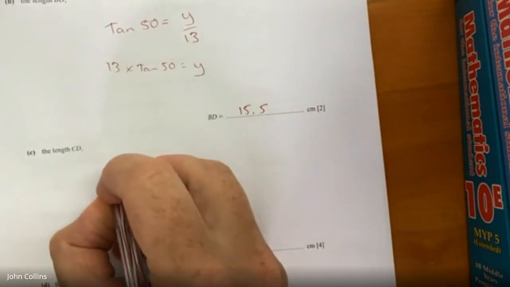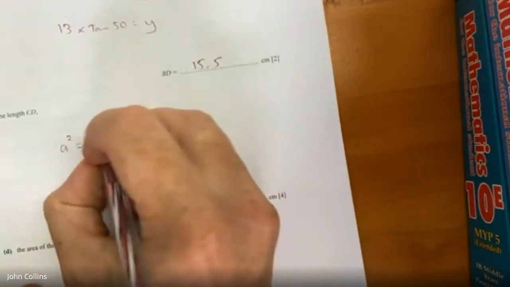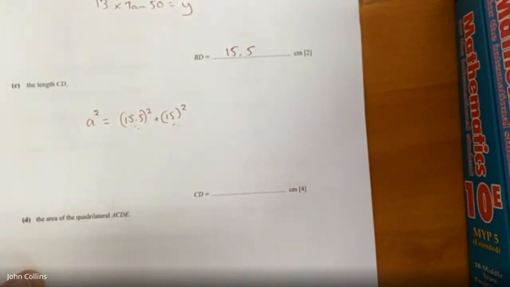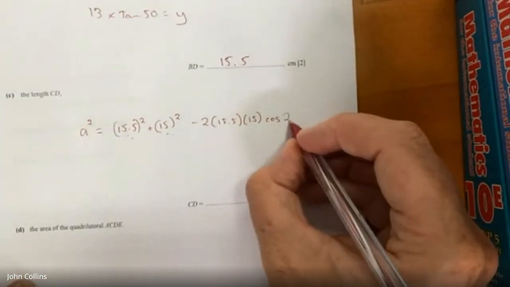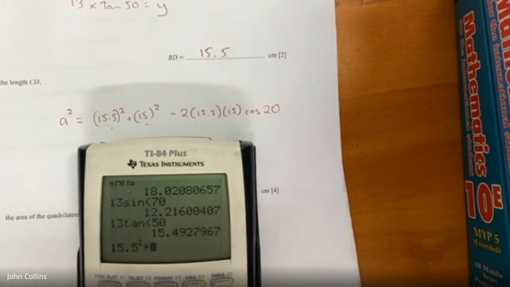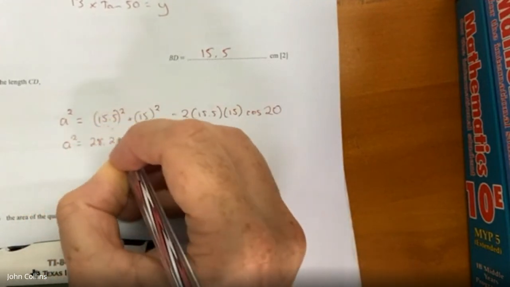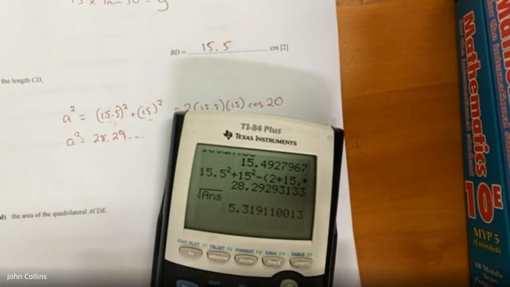So let's do it. A squared is equal to the other two sides squared. Let's write them, 15.5 and 15. Doesn't matter which you call A and B, or B and C. Either is fine. Minus 2 times 15.5 times 15 cosine of the angle, which we just found to be 20. Type all that in, and hopefully you'll get 28.29. A squared is 28.29. And I'm just going to get the square root of that. 5.32.